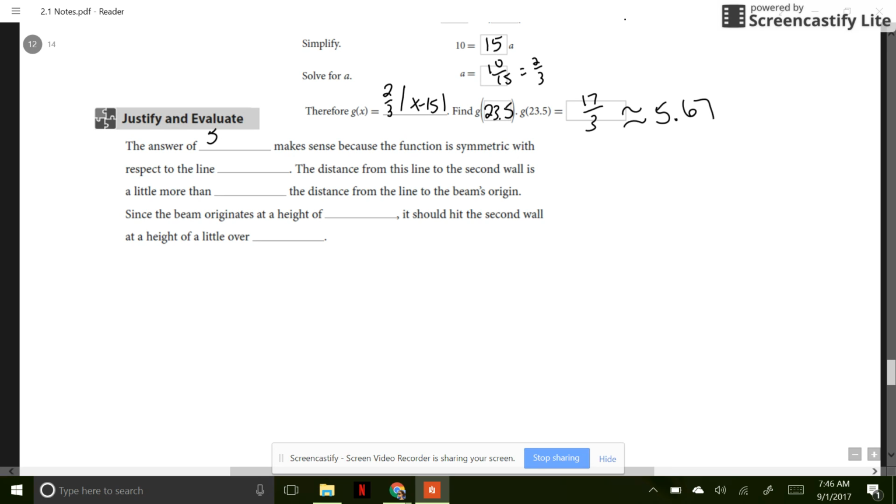So this answer of 5.67 makes sense because the function is symmetric with respect to the line x equals 15. The distance from this line to the second wall is a little more than half of the distance from the line to the beam's origin. So since the beam originates at a height of 10, it should hit the second wall at a height a little over 5.